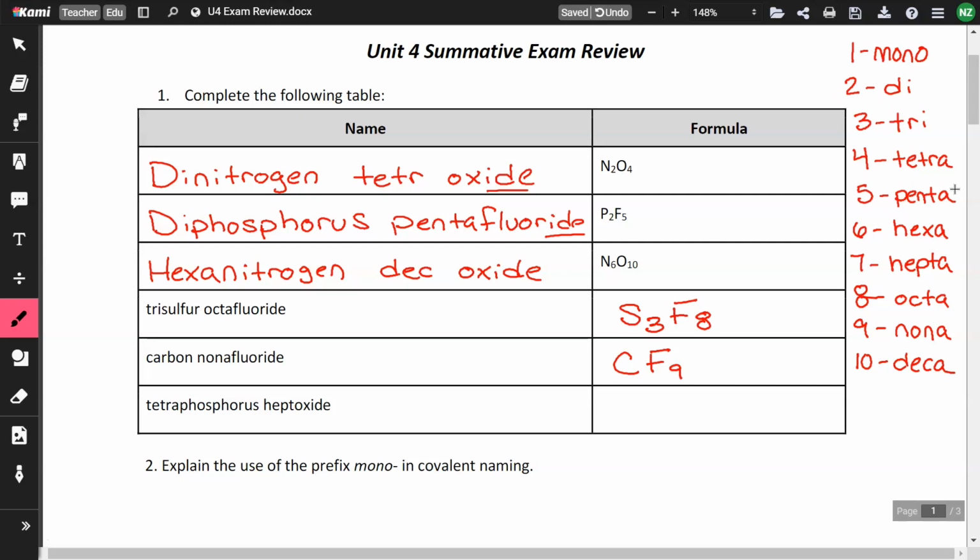Okay, tetraphosphorus. Tetra is the prefix for 4, so it'll be P4. And then we have heptoxide, so that's going to be hepta, which is 7 oxygens. All right.